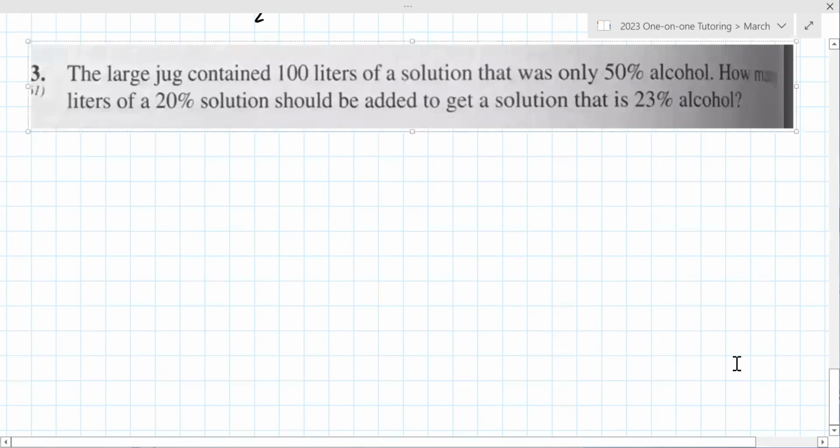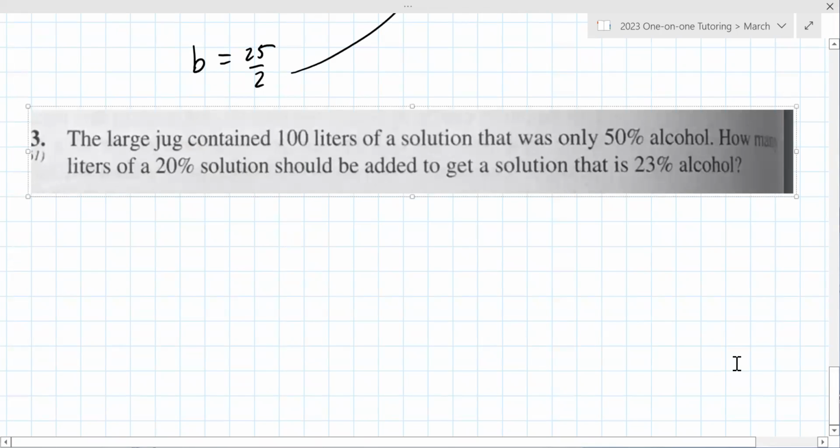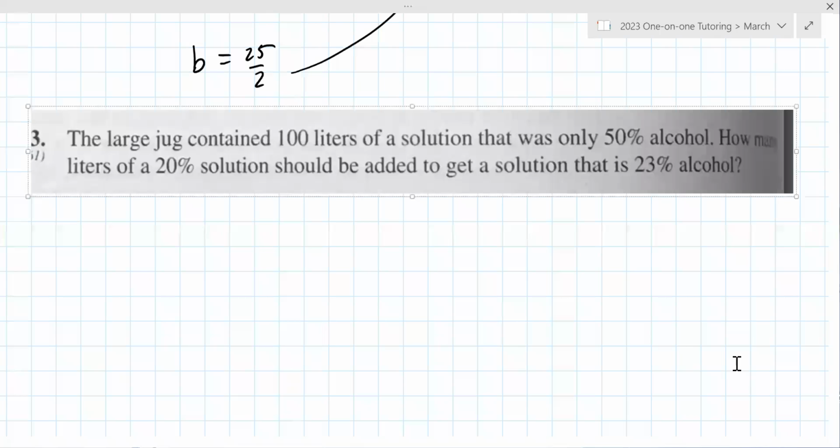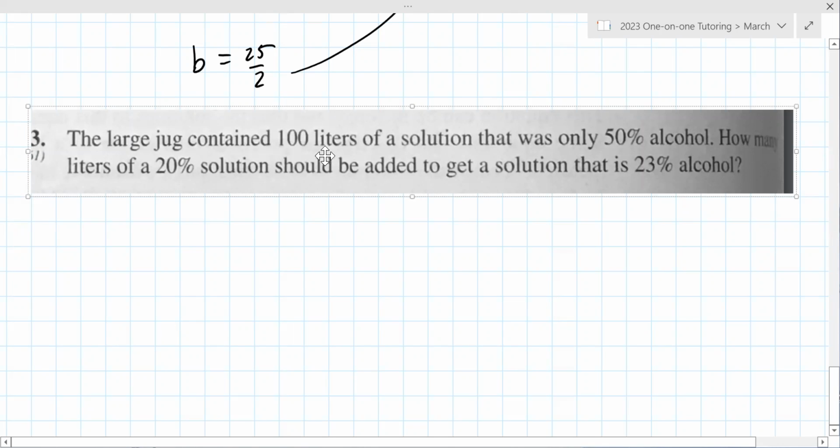The large jug contained 100 liters of a solution that was only 50% alcohol. How many liters of a 20% solution should be added to get a solution that is 23% alcohol? Before we even work this out, is the answer more or less than 100 liters? It will be more, because 23% is a lower density than 50%. It's going to be a lot more, because you're trying to get it closer to 20 than 50, which means you need to put a lot in there.